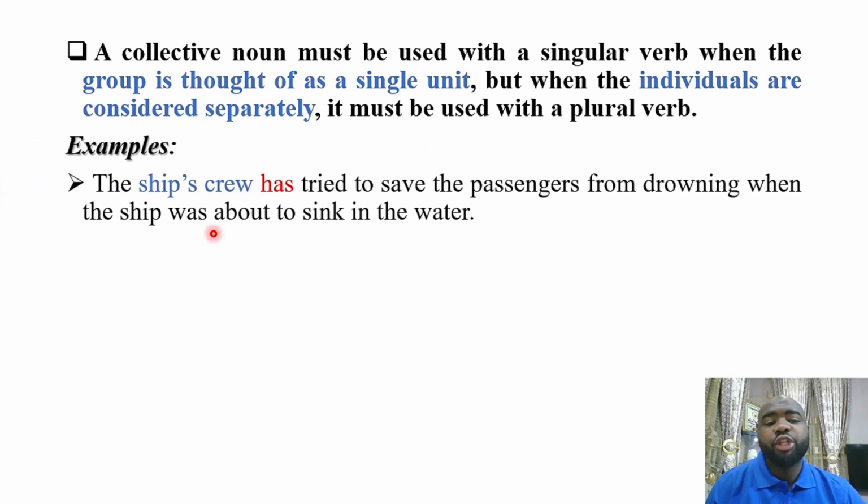Examples. The ship's crew has tried to save the passengers from drowning. So, when the ship was about to sink in the water. The sentence is lengthy, but we can just make it stop here. The ship's crew has tried to save the passengers from drowning. So you see, the crew here is being considered as one single entity, all right?